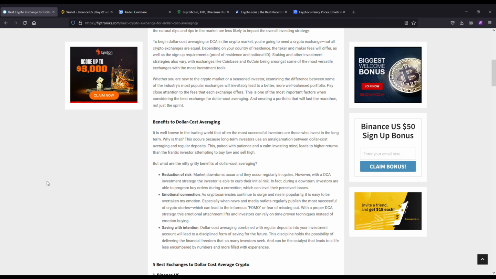Now, as cryptocurrencies rise in popularity, you're going to see these huge volatile moves where things will start going up and up and up and then crash. A lot of the time people FOMO, which means fear of missing out, and they buy in at the wrong times. Then they're stuck holding a bag for months, sometimes even longer than that. The last reason would be saving with intention. So dollar cost averaging combined with regular deposits in your investment account will lead to a disciplined form of saving for the future, which is another big one. Okay, now let's get into the exchanges where you can start dollar cost averaging.